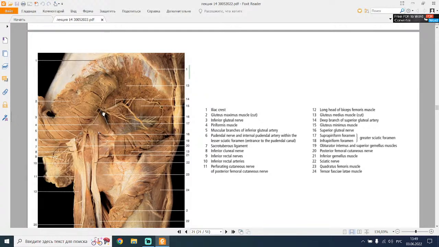This is foramen suprapiriforme. This is foramen infrapiriforme. This is musculus piriformis.